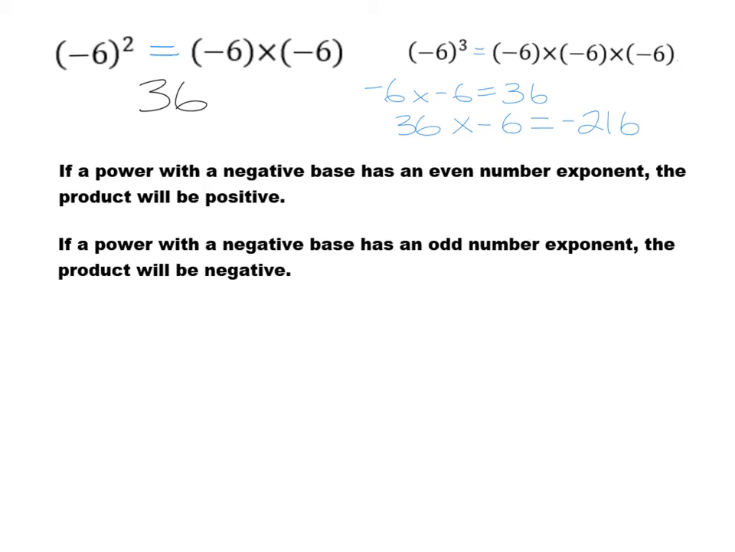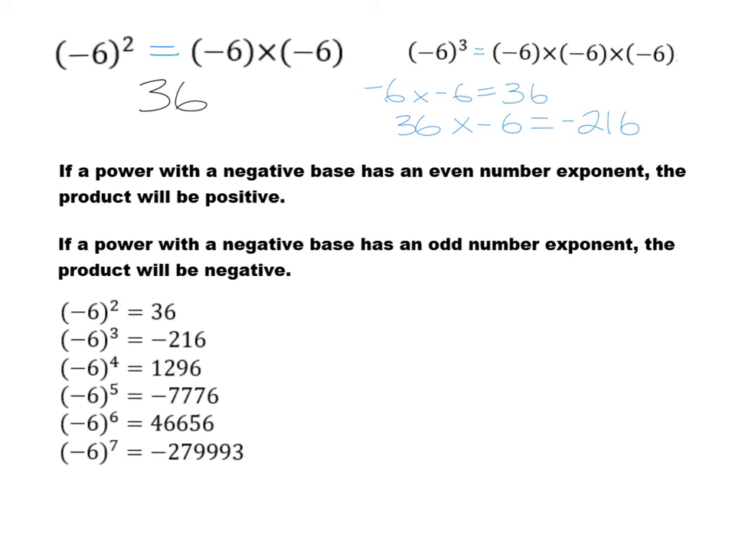If you quickly use your calculator and experiment, you should notice that if a power with a negative base has an even number exponent, the product will be positive. And if a power with a negative base has an odd number exponent, the product will be negative. You can see these 2 points illustrated in the bottom left hand of your screen here, where you have powers that have a negative 6 base, and exponents which range from 2 to 7.